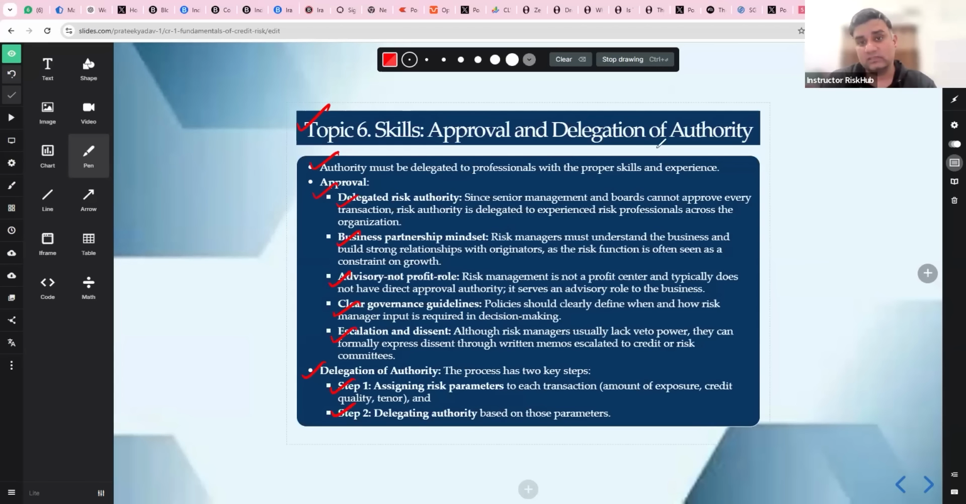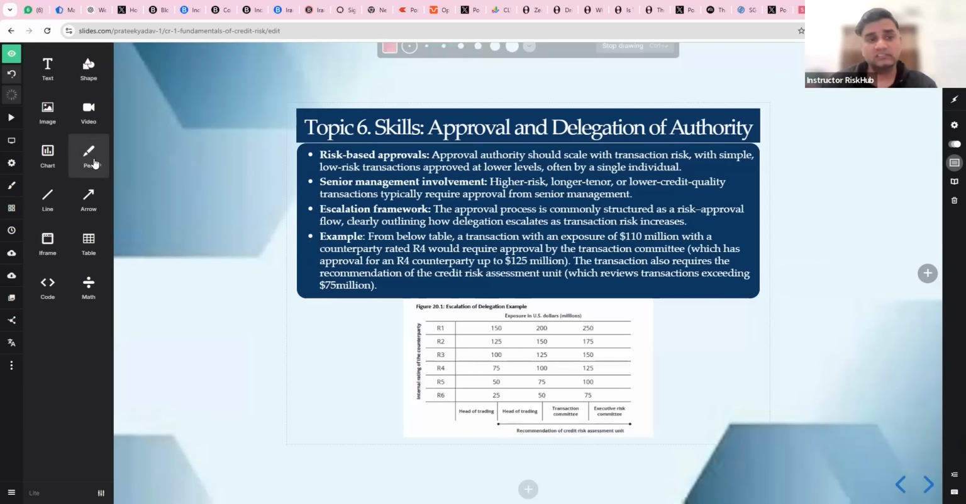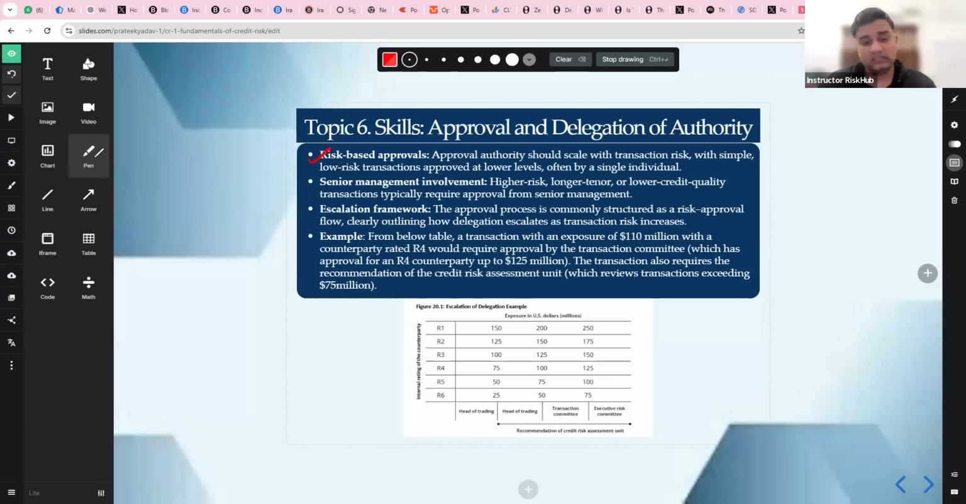So that is what we need to understand very, very clearly. Again, very theoretical in nature. When you talk about risk-based approvals here, approval authority increases with your risk, your exposure, your tenor, and your credit quality deterioration. This mirrors your Basel capital and your economic capital allocation.